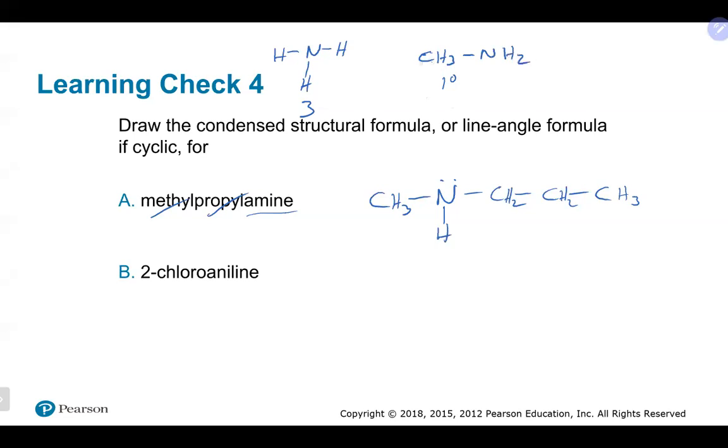So 1 carbon, 3 minus 1 means I need 2 hydrogens. If you have a secondary amine, it will look something like this. I have basically 2 carbons, so 3 minus 2 means I need 1 hydrogen left. And if you have a tertiary amine, that is 3 carbons. 3 minus 3 is no hydrogen.